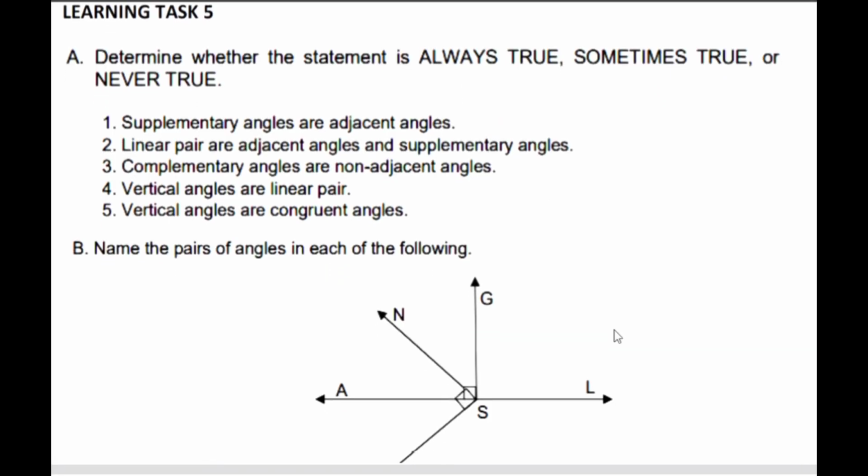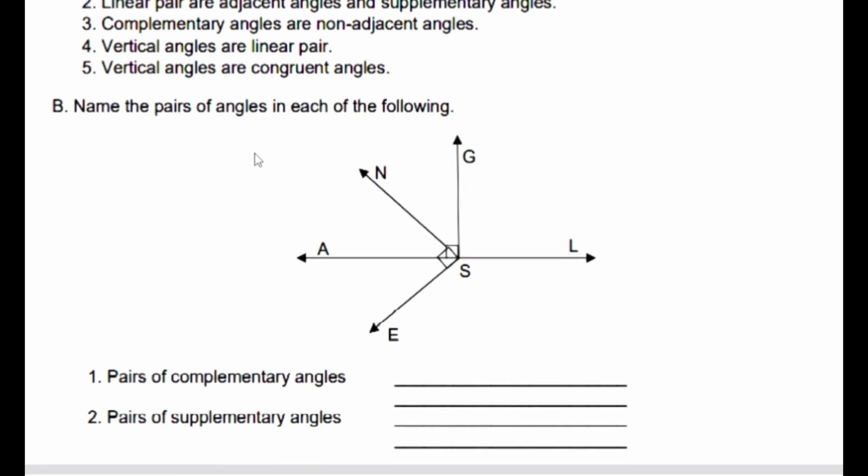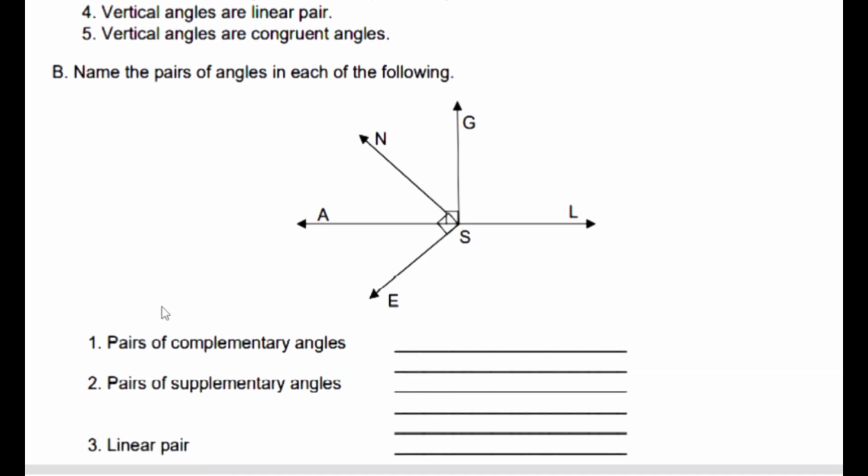For the learning task 5, determine whether the statement is always true, sometimes true, or never true. For example, we have supplementary angles or adjacent angle. So siya ba ay always true? Lahat ba ng supplementary angles are adjacent angles? Or sometimes true? So for letter B, name the pairs of angles in each of the following.